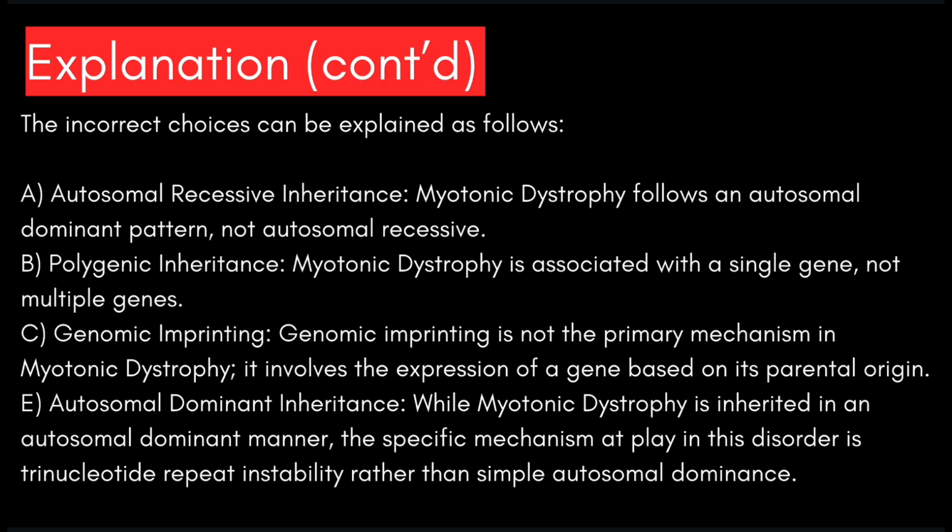Autosomal recessive inheritance: myotonic dystrophy follows an autosomal dominant pattern, not autosomal recessive. Polygenic inheritance: myotonic dystrophy is associated with a single gene, not multiple genes. Genomic imprinting: genomic imprinting is not the primary mechanism in myotonic dystrophy. It involves the expression of a gene based on its parental origin. Autosomal dominant inheritance: while myotonic dystrophy is inherited in an autosomal dominant manner, the specific mechanism at play in this disorder is trinucleotide repeat instability rather than simple autosomal dominance.